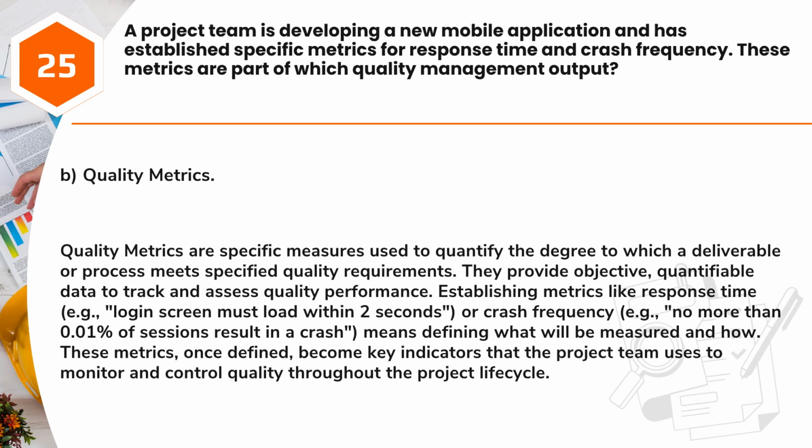Answer: B. Quality metrics. Quality metrics are specific measures used to quantify the degree to which a deliverable or process meets specified quality requirements. They provide objective, quantifiable data to track and assess quality performance. Establishing metrics like response time, for example, login screen must load within 2 seconds, or crash frequency, for example, no more than 0.01% of sessions result in a crash, means defining what will be measured and how. These metrics, once defined, become key indicators that the project team uses to monitor and control quality throughout the project lifecycle.